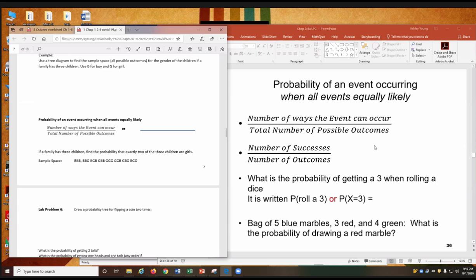All right, so let's take a look at these two examples down here. What's the probability of getting a 3 when rolling a die? A die, actually, so it should be one die.